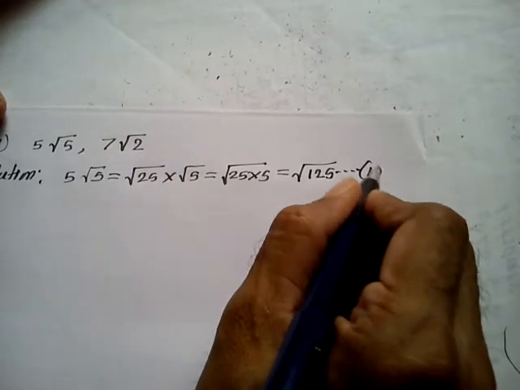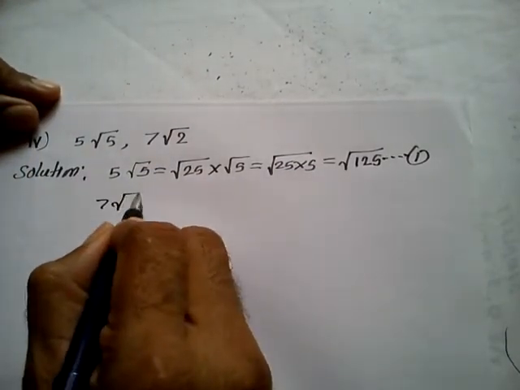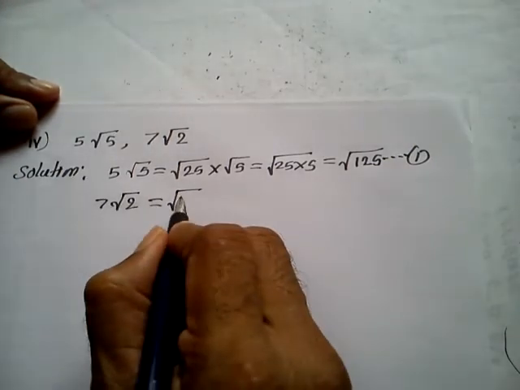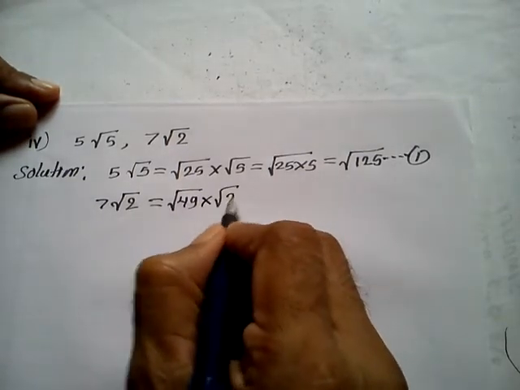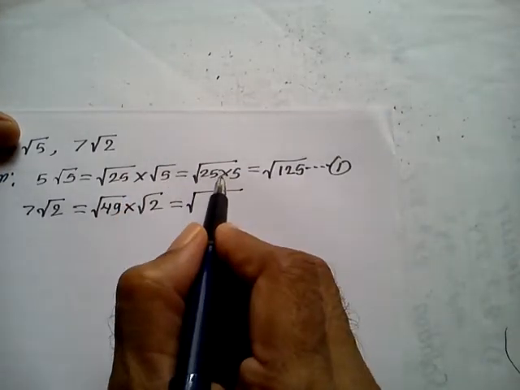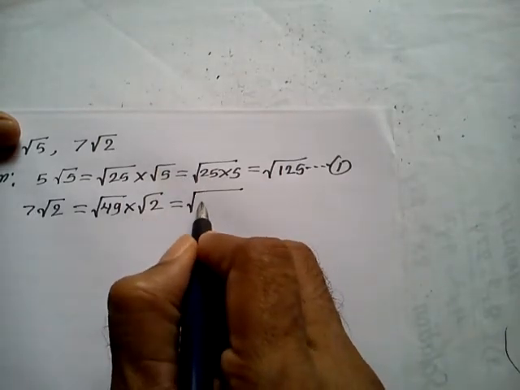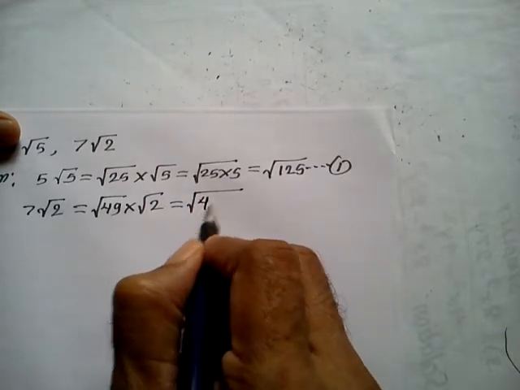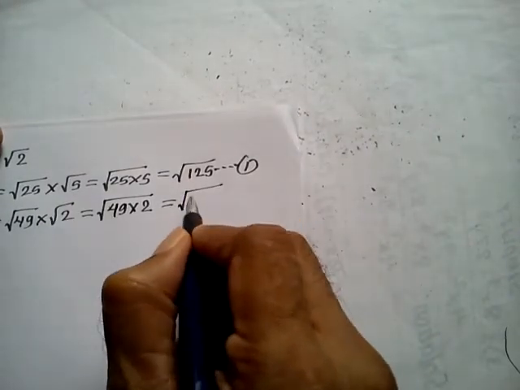This is equation first. Now second one, 7 root 2 is equal to square of 7, 49, take out square root, you will get 7 into root 2 is equal to. These are the rules, learn them by heart, how to calculate or how to multiply. 49 into 2 combine in the one root is equal to 98.